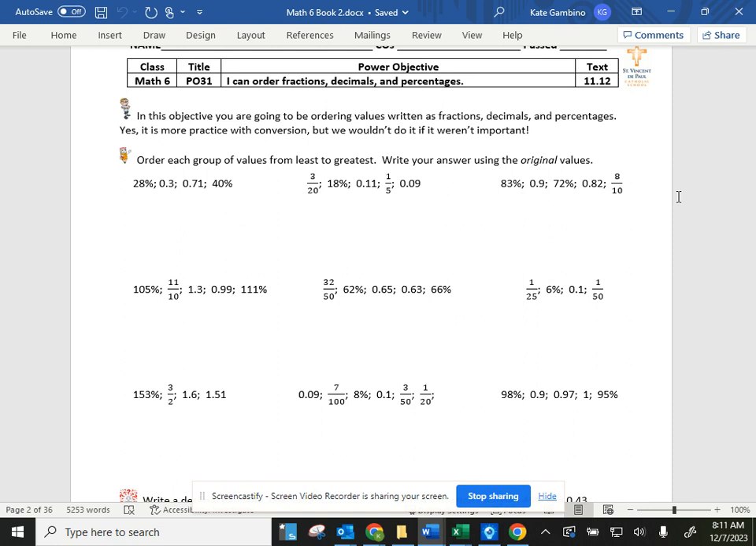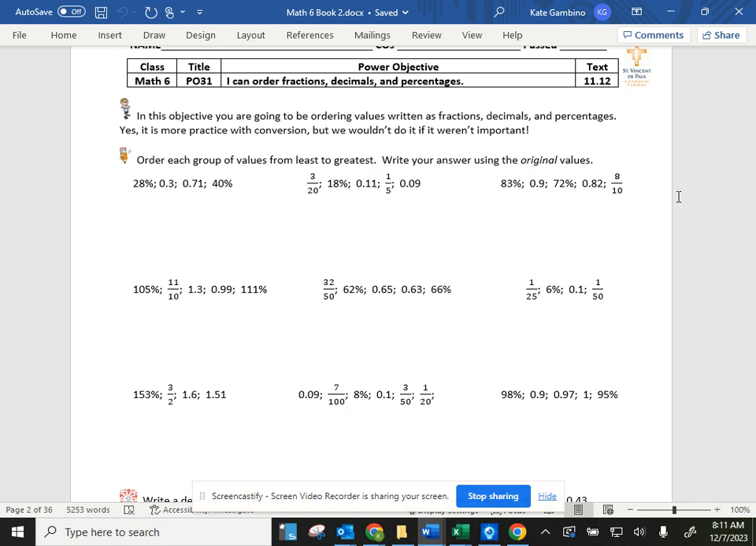Oh, was that Connor? Say it a little louder for me. Get them to the same form, right? So if we're looking at this, we see percentages, we see decimals, we see fractions, put them in the same format, and it'll be so much easier to put them in order. If they're all percentages, we can see what's the smallest percentage, what's the biggest percentage. Okay, so we're going to need to put them into the same format.